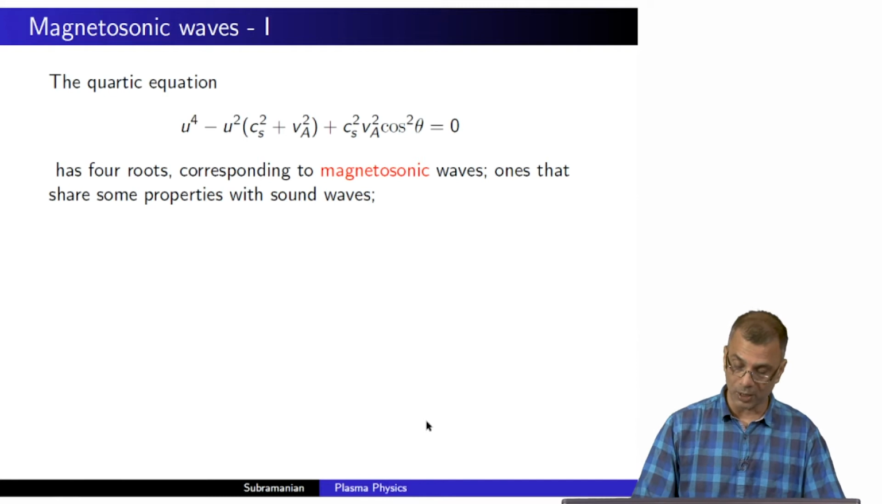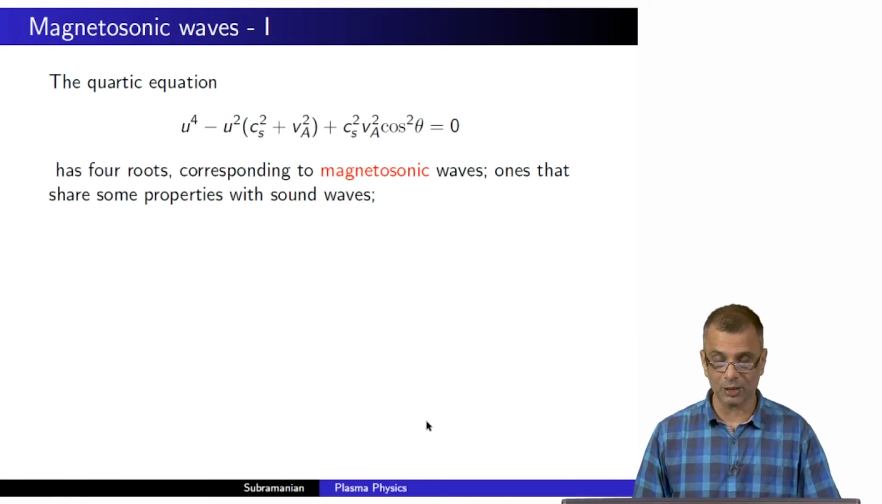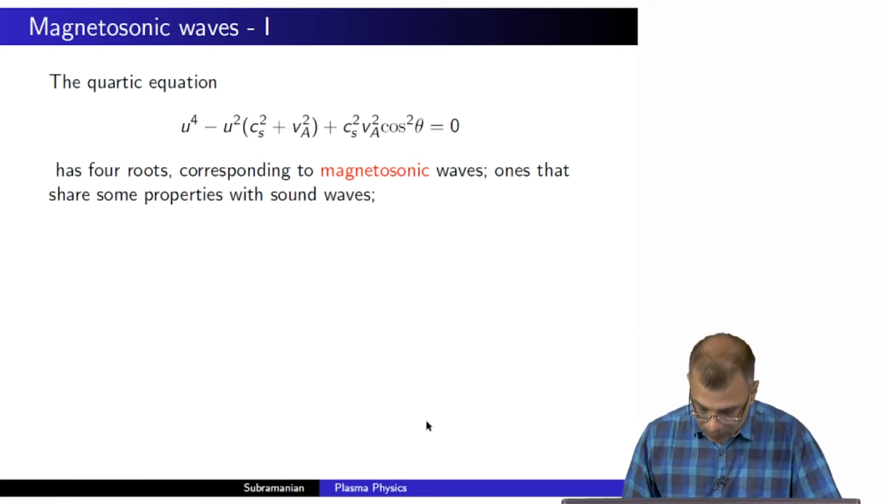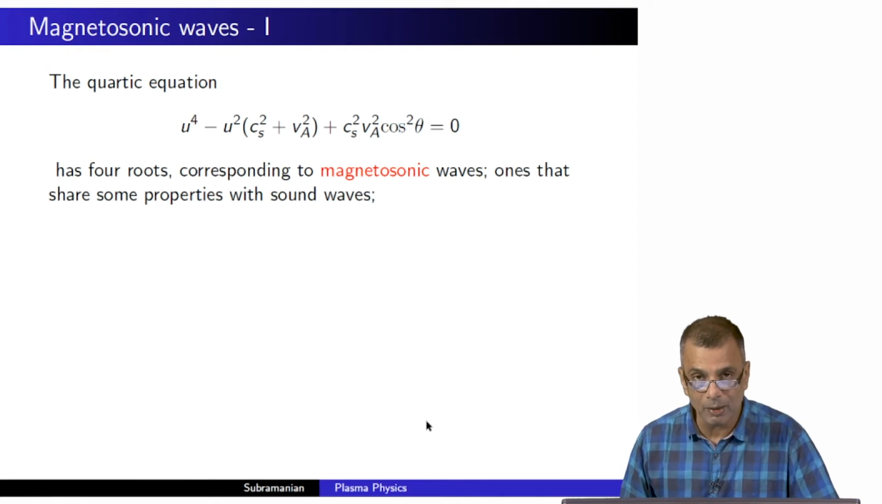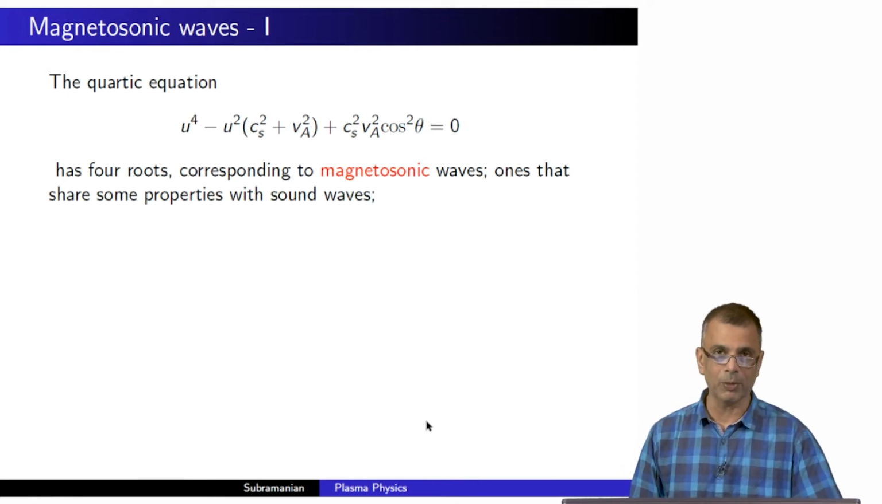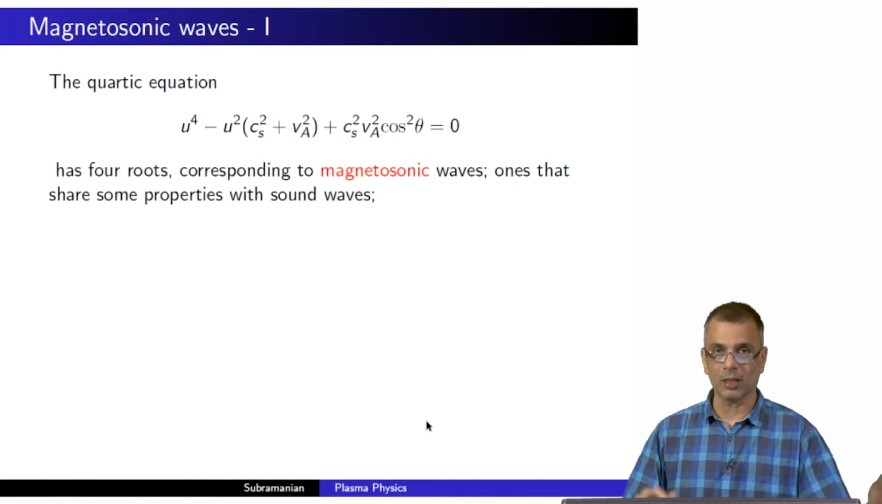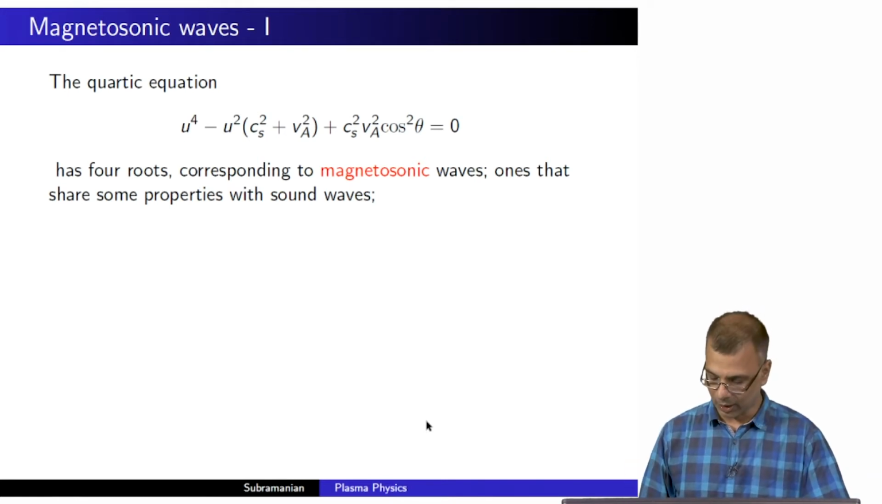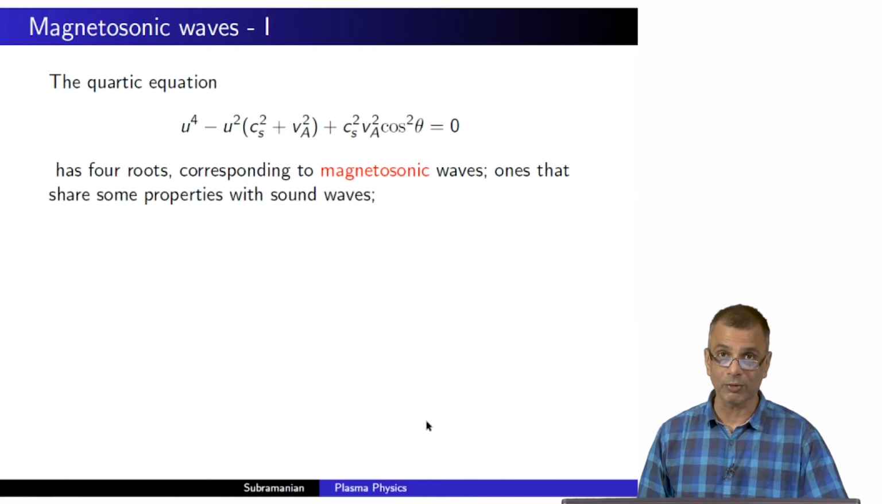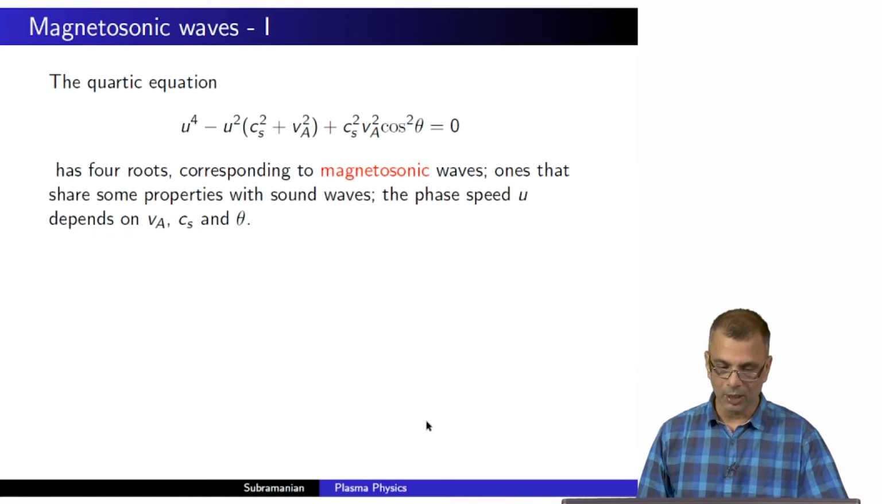And as we remarked at the very beginning of this discussion, that's no surprise, because delta p and by implication delta rho plays a central part in these waves, and so that's just like sound waves, right? So these magnetosonic waves, in that respect, they share some properties with sound waves.